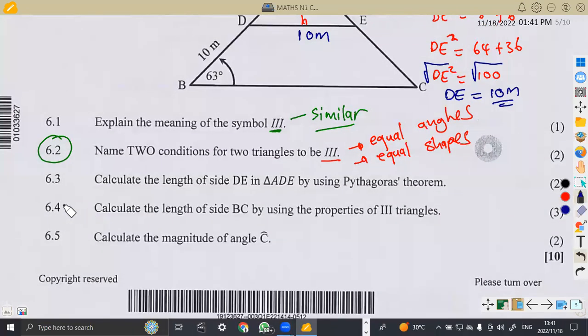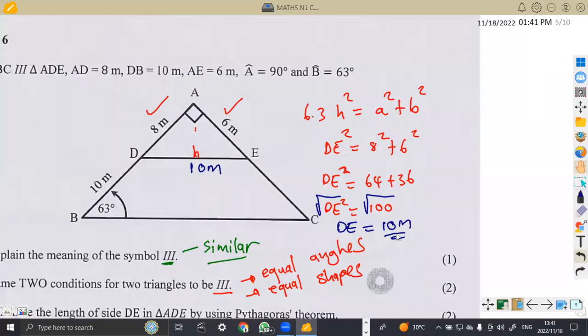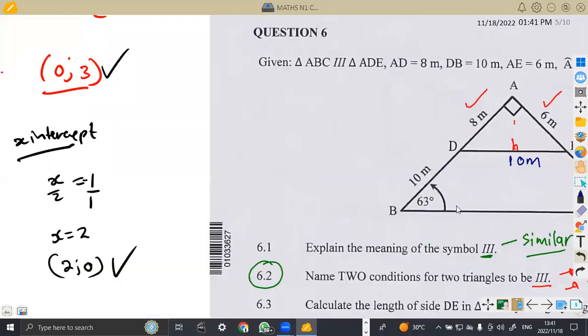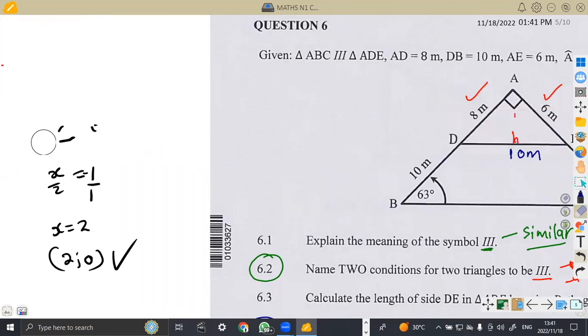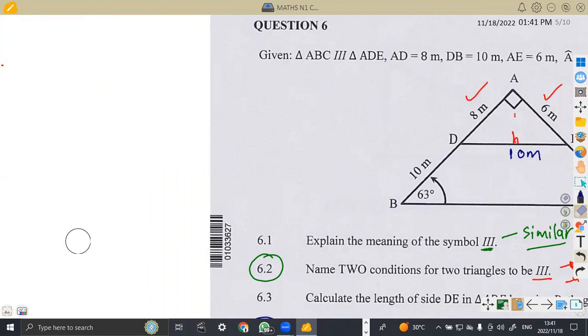6.4, we are now on 6.4. We are asked to calculate the length of BC by using the properties of similar triangles. Take note that we said the triangles are similar, so we want to calculate BC from similar triangles. These are the two triangles which are similar. I'm just going to erase this part a little bit so that we can work from this side. All right, 6.4, let's write it here.